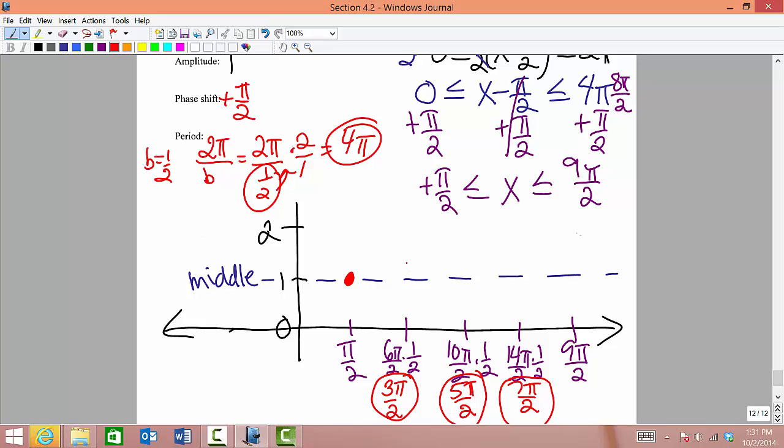At the second point we're up at 3 pi over 2, so we go up from the middle 1 unit because our amplitude is 1, so up 1 unit from the middle. At the third point we're back to the middle of our graph. At the fourth point we go down 1 unit from the middle to get to our minimum point, and then at the fifth point we are back up to the middle. Draw in our sine curve through those 5 points.